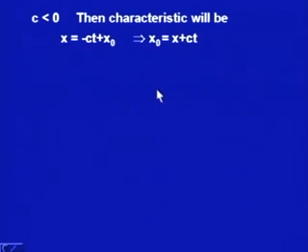What will be my characteristic? My characteristic would be x plus ct. Let us see this characteristic, what it is doing in our x-t plane.